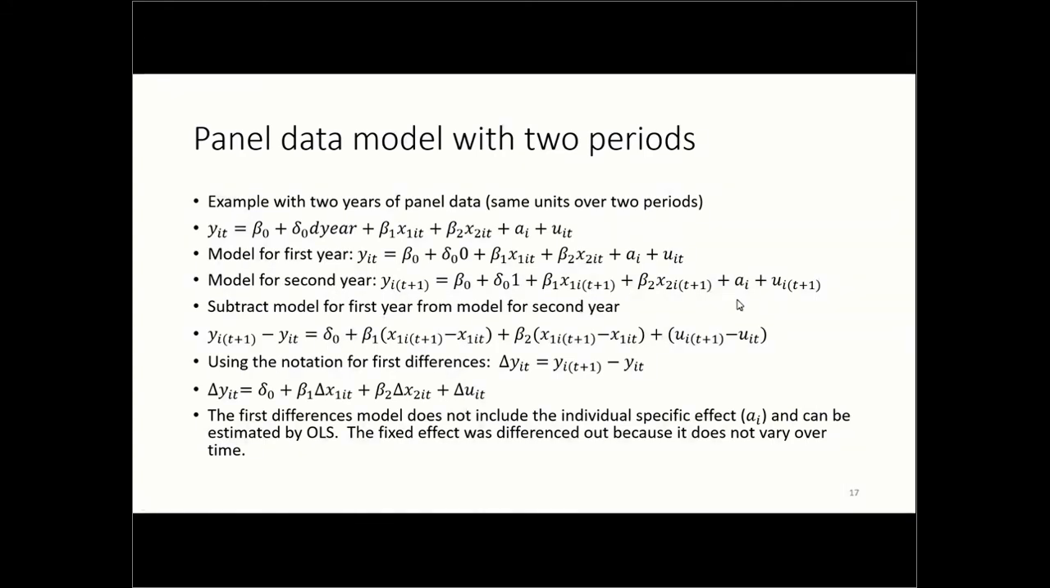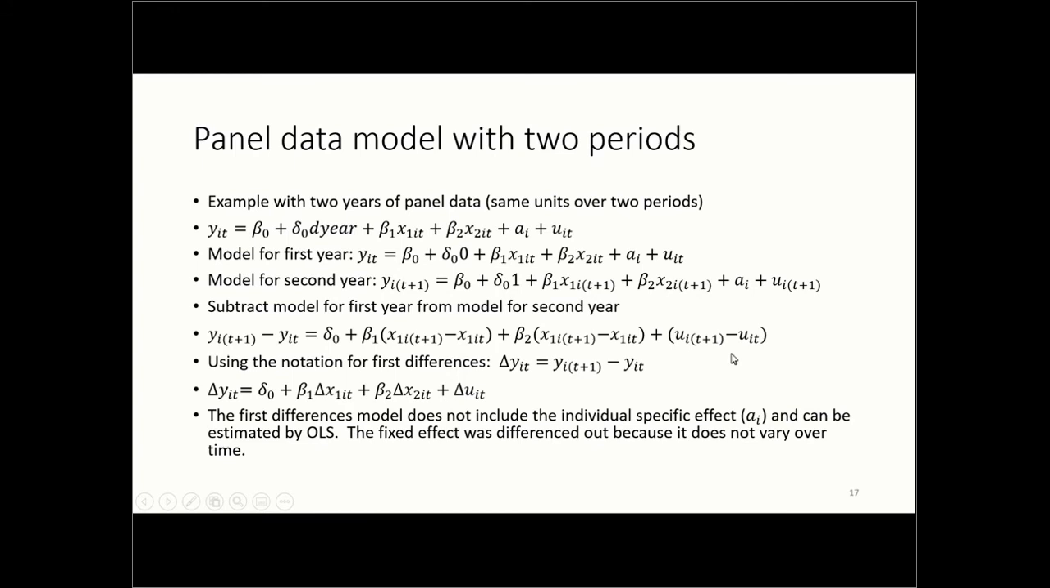And so what we can do here is subtract the model for the first year from the second year. So we would have this one minus this one, and that's what we have here. This one minus this one cancels out. This one minus this one would be basically delta 0. And here we would have beta 1 times the differences in x, beta 2 times the differences in x, and here we would have the differences in u.